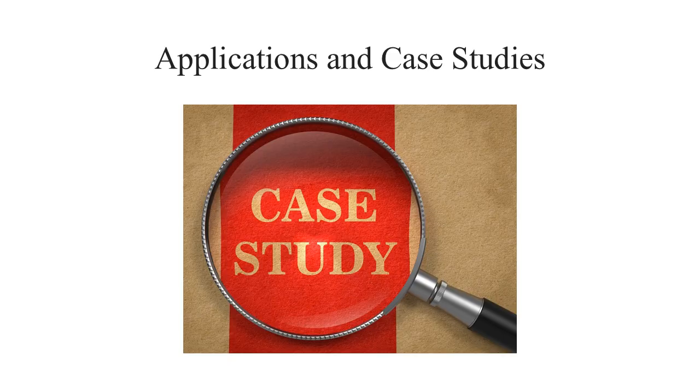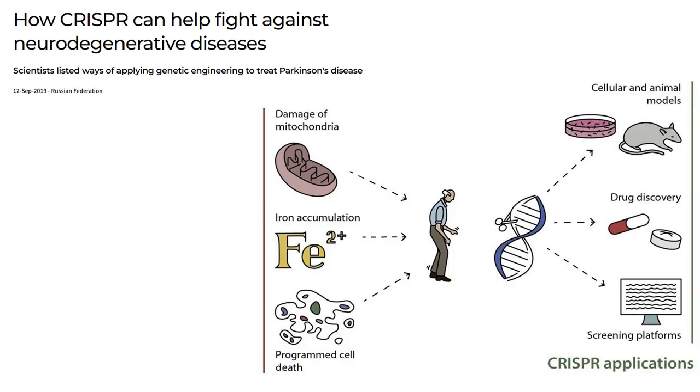Applications and case studies. Disease treatment. CRISPR is being explored as a potential treatment for genetic diseases like sickle cell anemia, muscular dystrophy, and cystic fibrosis. Bioinformatics tools help researchers evaluate the safety and efficacy of CRISPR-based therapies by analyzing genomic data from treated patients.